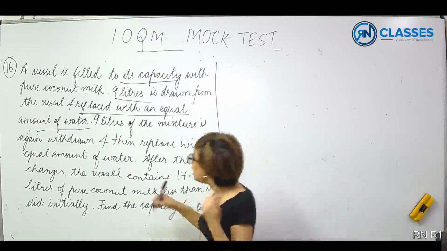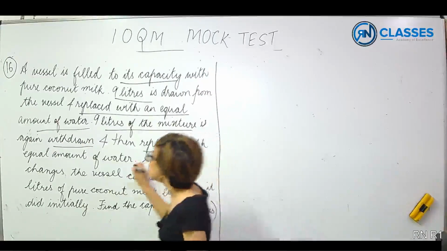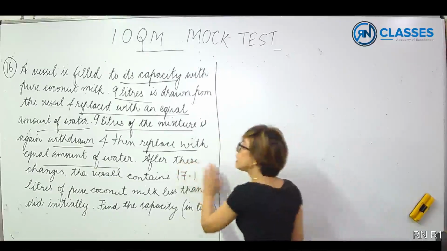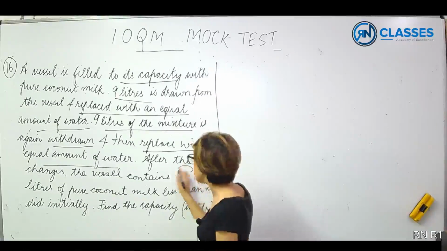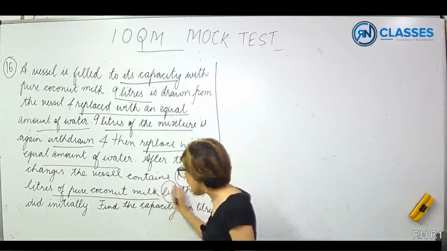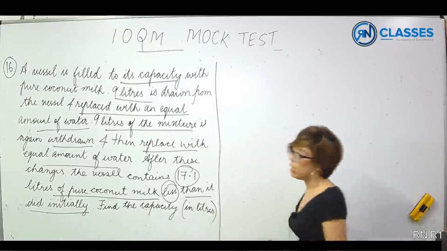Now, he says 9 liters of the mixture is again withdrawn and then replaced with an equal amount of water. Right? Okay. Now, he says after these changes, the vessel contains 7.1 liters of pure coconut milk less than it did initially. Find the capacity in liters.